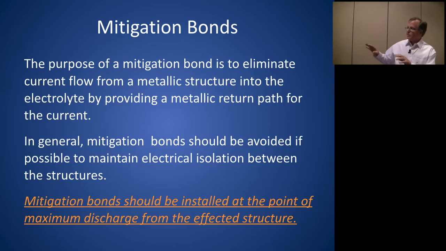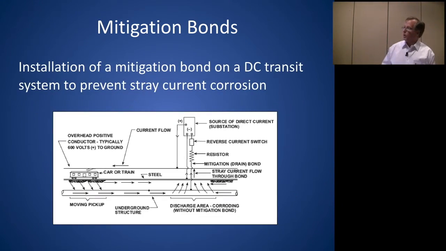But as soon as you put a bond in, you lower your resistance to ground because you're tying other stuff into it. So it increases your stray current, and it's a domino effect. So we really don't do that. We try not to. And we always put a reverse current switch in it because you want the current to go where you want it.